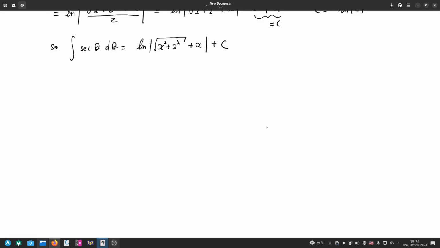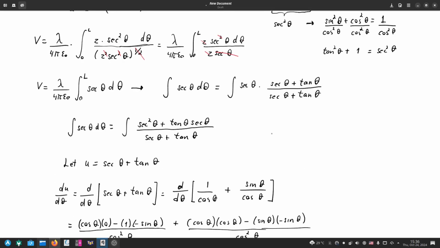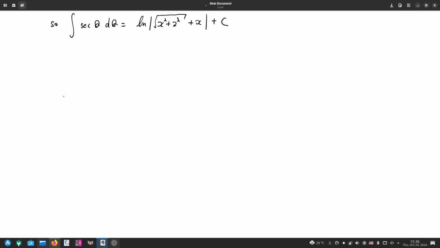Wait, what was I doing exactly? I'm pretty sure it was important. Of course. We were trying to find the potential at a point P due to a charged line. Let's just use the integral we found.